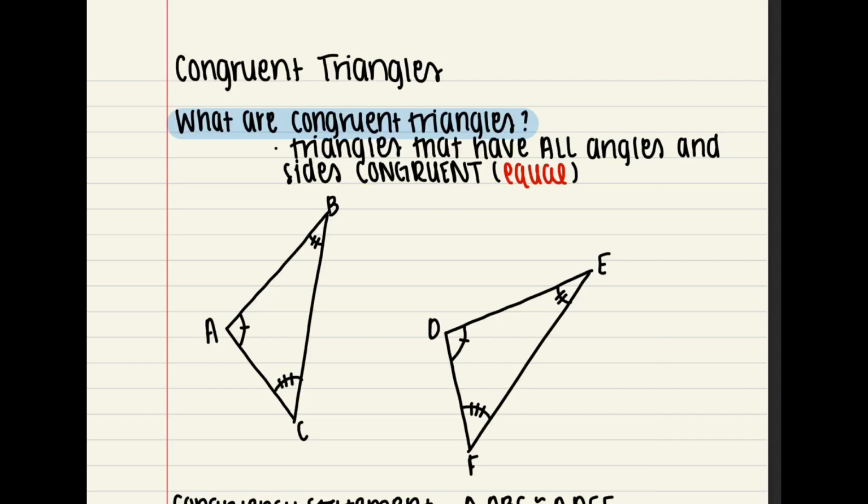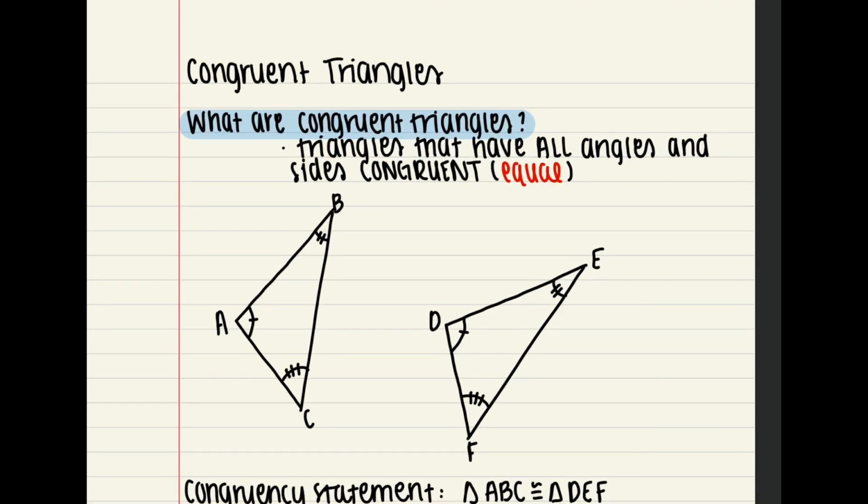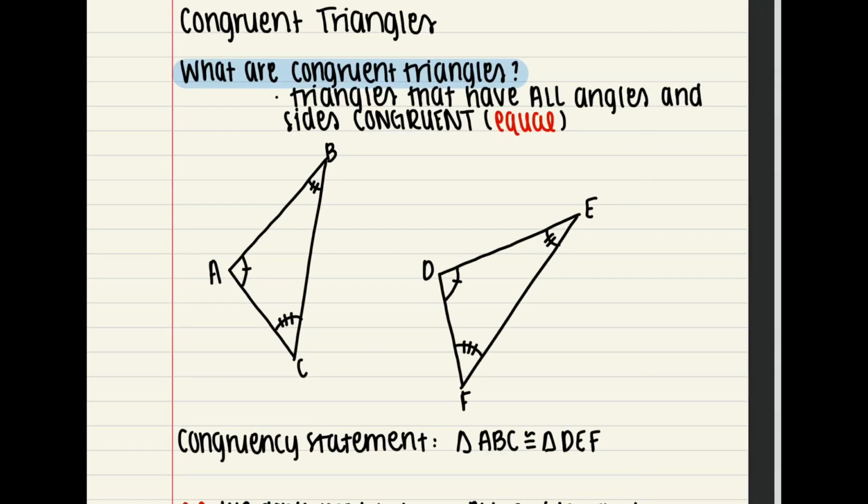There are PDF versions printed out in class that you can use, or if you want to get on Google Classroom, you can also copy them from there. So we're now dealing with congruent triangles, and the first thing we have to decide is what are congruent triangles. And I tell you that here, that they have all the angles and sides congruent, which means equal.